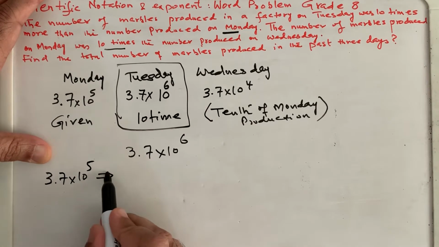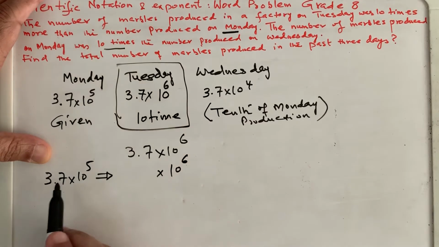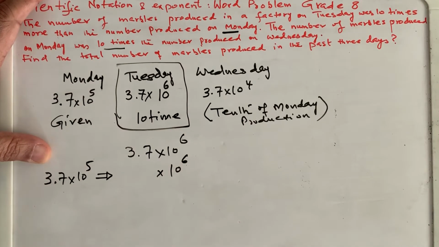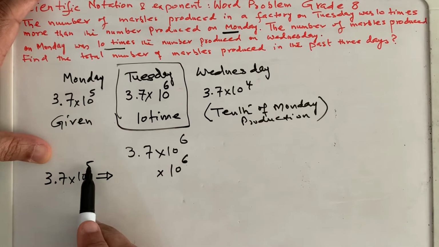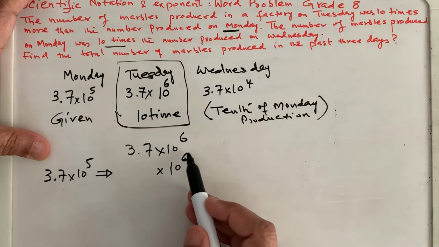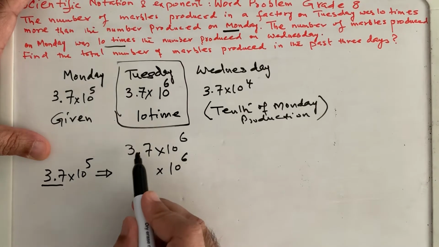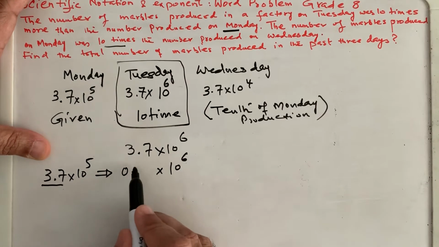Can I write this Monday production as 10 to the power 6? So where do we have to move the decimal? Now I have raised the power. The original power is 10 to the power 5, but now I want to make it 10 to the power 6. That means I am multiplying by 10, so I have to reduce this by 10. Reducing by 10 means 3.7 divided by 10, which is 0.37, right?